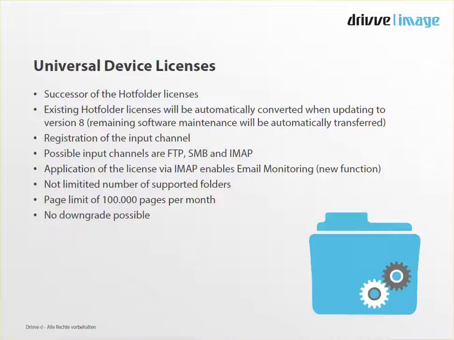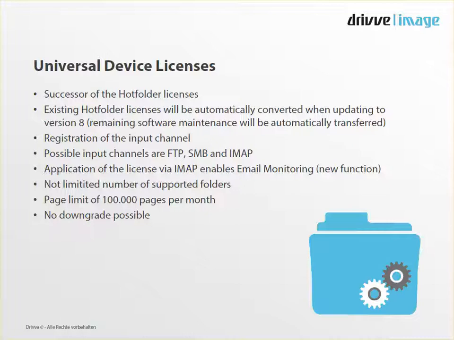If you do such an update, or if you install a universal device license, you will have to register the input channel. That means you will have to say, okay, the documents will be taken from FTP or SMB, or if I want to have email monitoring, IMAP. The good news is there's no limited number of supported folders anymore. So you even get an advantage by your update, and the page limit of 10,000 pages per month stays the same.